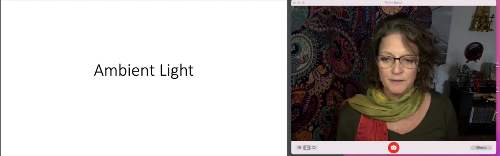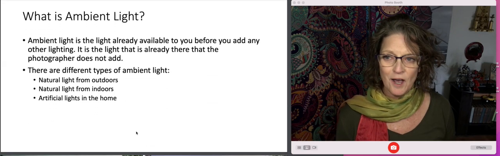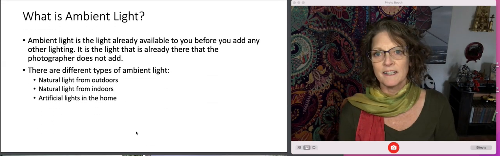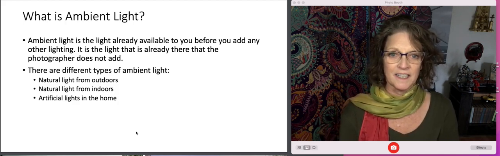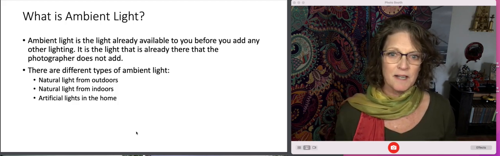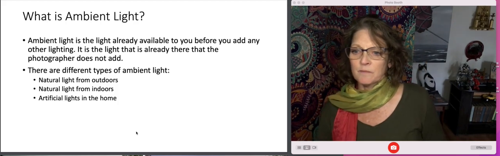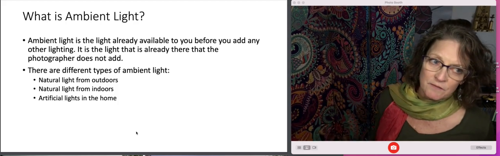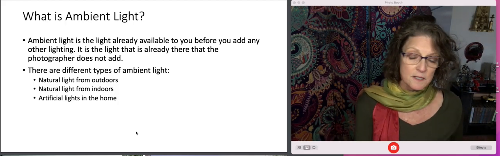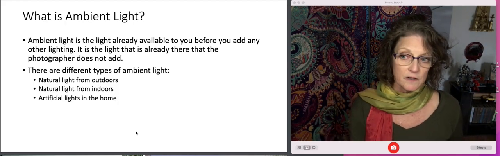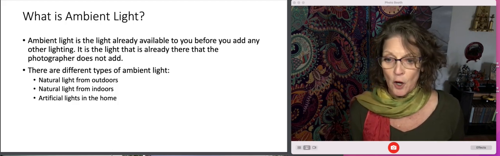I'd like to give you a brief lecture on ambient light. So what is ambient light? Ambient light is the light that's already available to you before you start adding any other types of lights. The three different types of light we have are natural light from outdoors, natural light from indoors, and artificial light in the home.